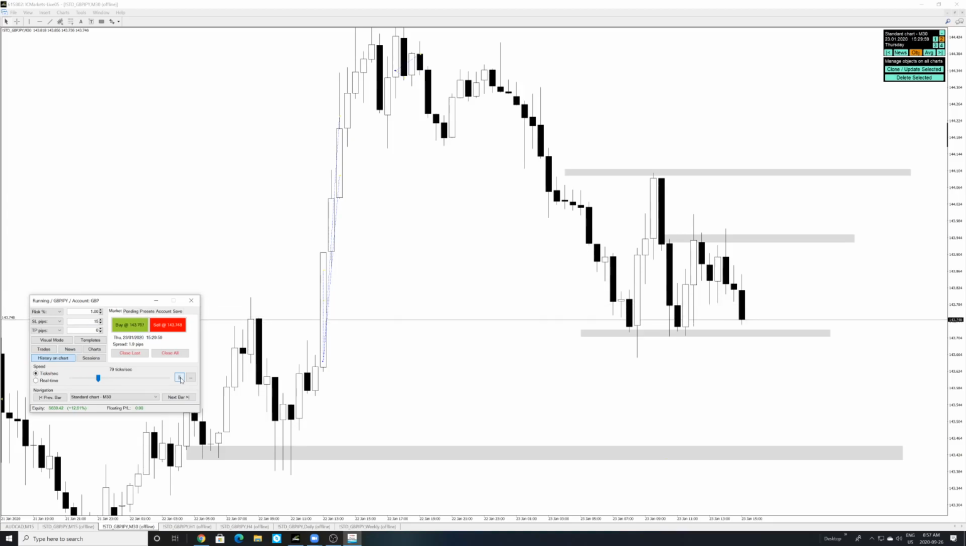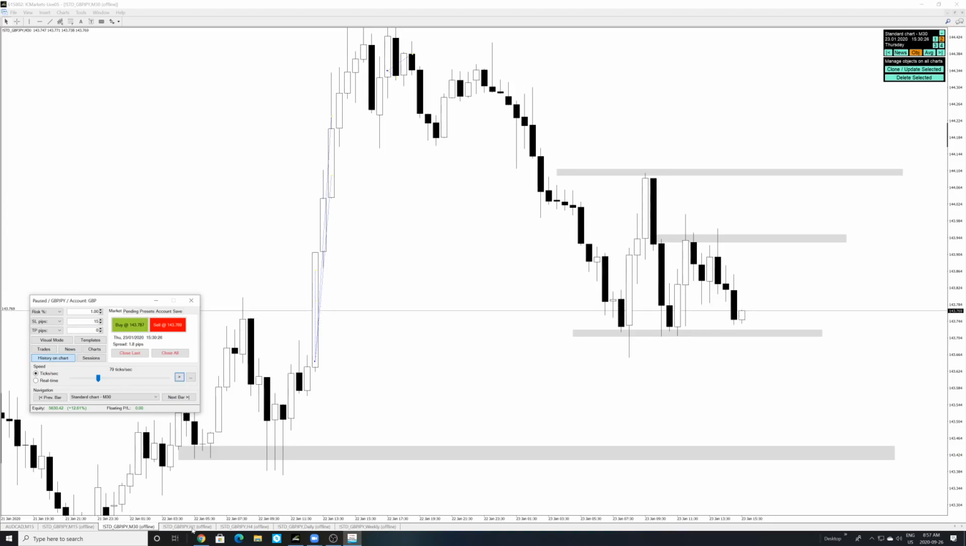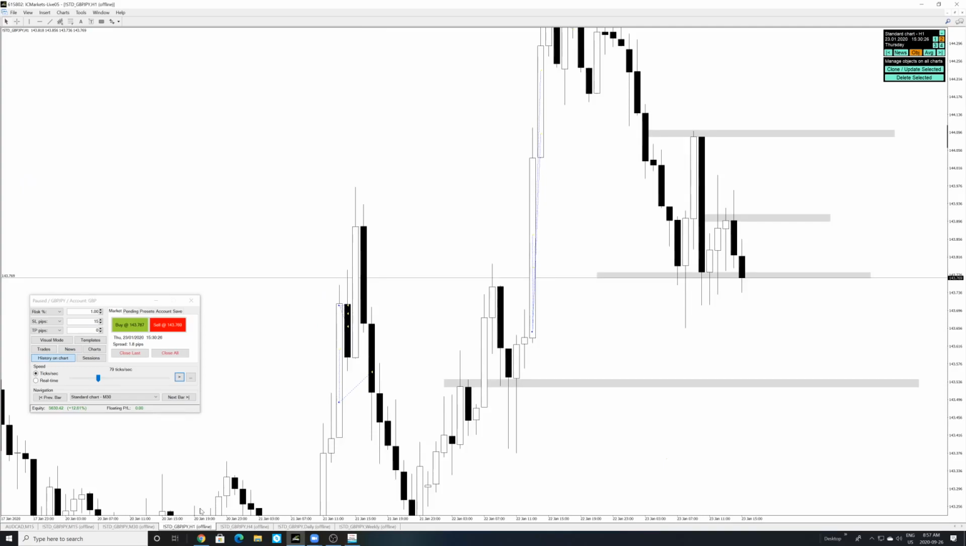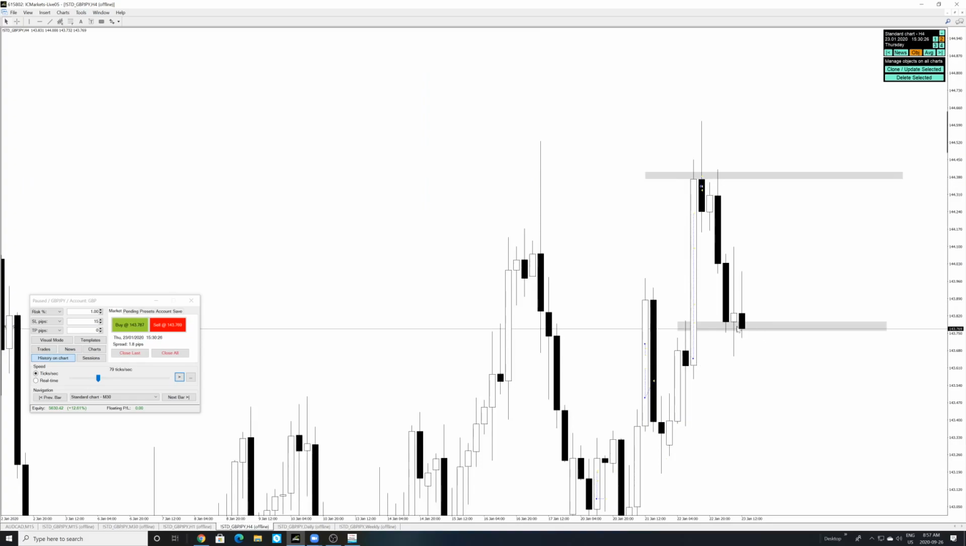So this 30-minute candle is about to close. There we go. 30-minute candle closed bearish. Let's take a look on the 1 hour. 1 hour candle is also bearish at this point. Let's take a look on the 4 hour. 4 hour candle is also bearish.